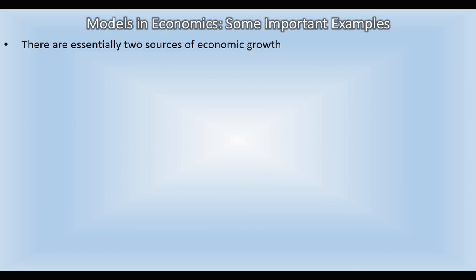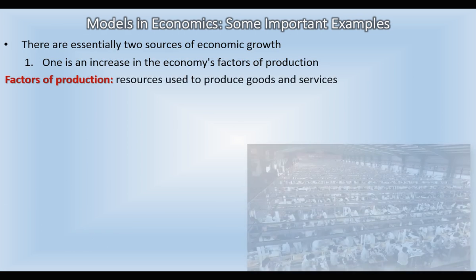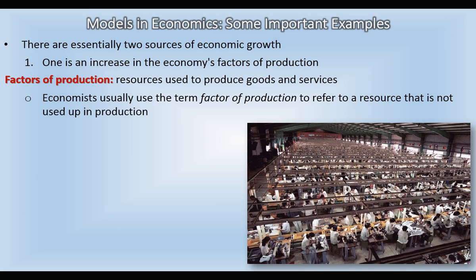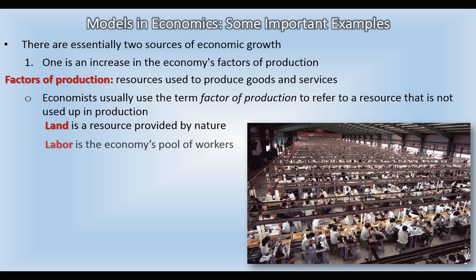All right, so these are essentially two sources of economic growth, as I just mentioned. One is the increase in the economy's factors of production. The factors of production are resources used to produce goods and services. Economists usually use the term factor of production to refer to a resource that's not used up in production. So land is a resource provided by nature. All the natural resources are generally put under this category of land.